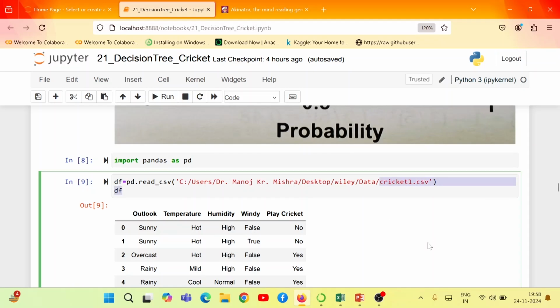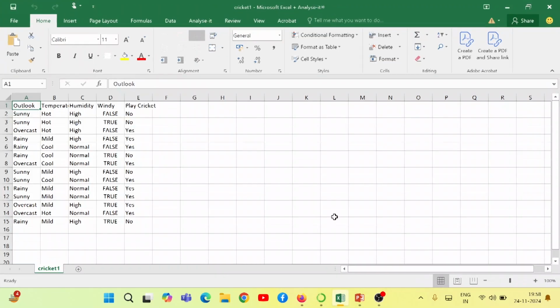Now see this data, let me show you this one. So this is our data. This data set has 14 rows and 5 columns. The column names are outlook, temperature, humidity, windy, and play cricket. So the last column represents the target column, right? Here we have either no or yes.